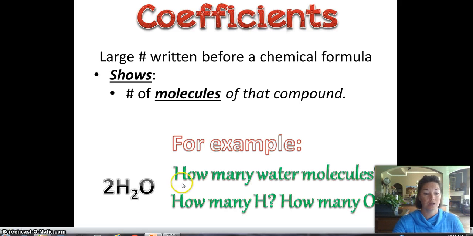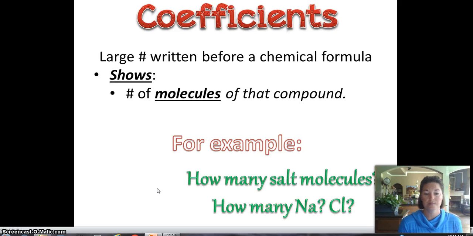For example, here is a coefficient added in front of a water compound. This tells you that there are 2 water molecules. So instead of 1 H2O, there are 2 H2Os. Therefore, instead of only 2 hydrogens, we end up with 4 hydrogens. And instead of 1 oxygen, we have 2 oxygens. So you take your coefficient and you multiply it by each element. So 2 times 2 is 4 hydrogens. 2 times 1 is 2 oxygens.